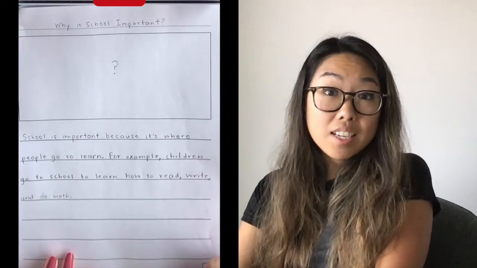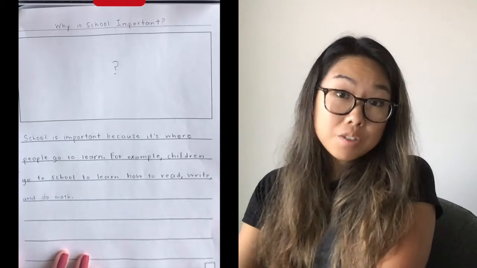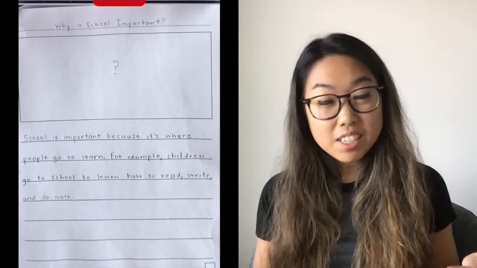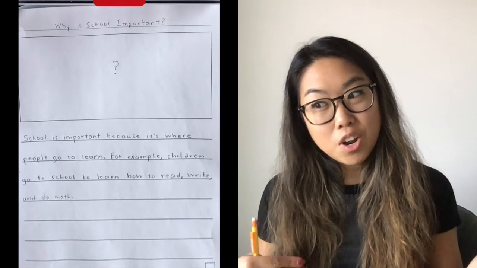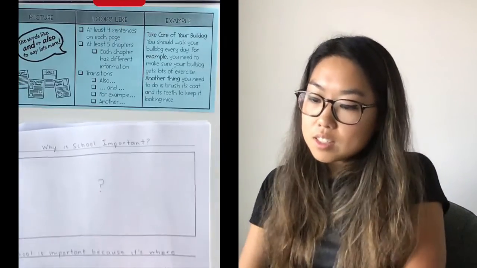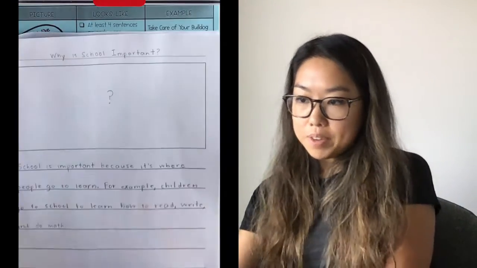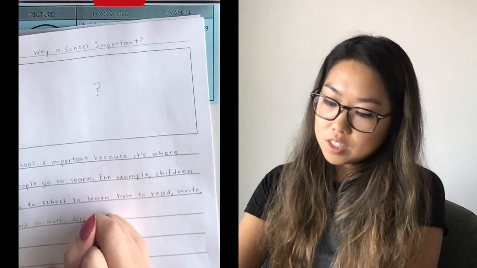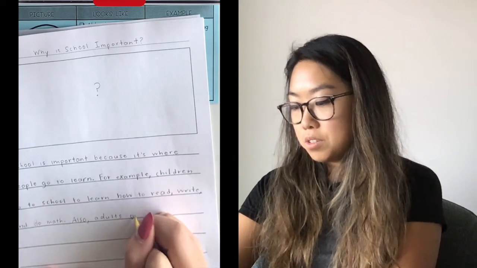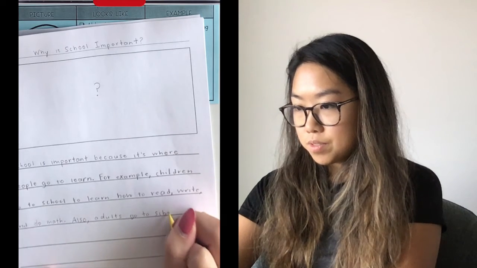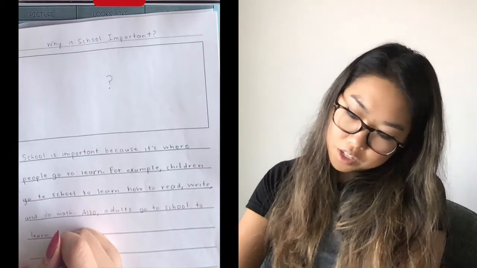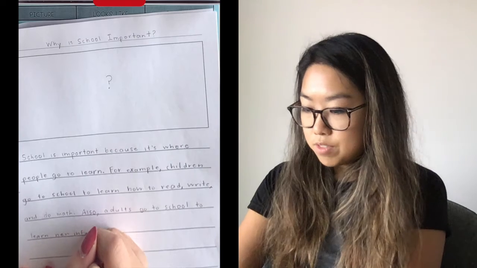But I know it's not just kids who go to school. There are some adults who go to school as well. Sometimes they are also learning to read and write. If they don't know the language, they go to school to learn a new language. But adults also go to school to learn more knowledge. So I could try also. Also, adults go to school to learn new information.